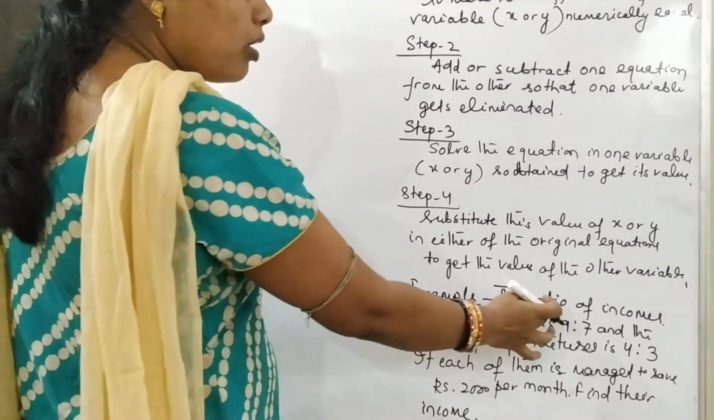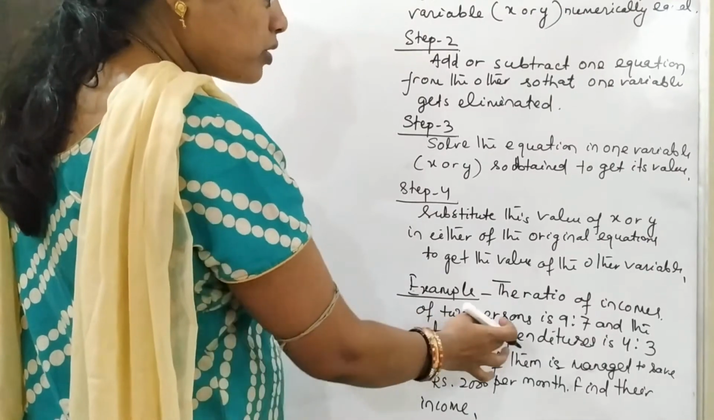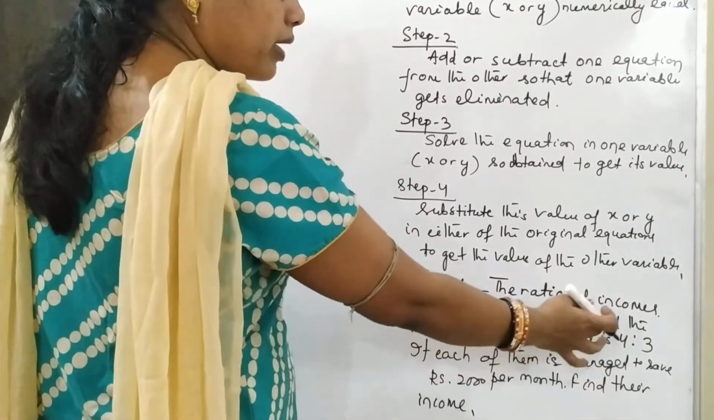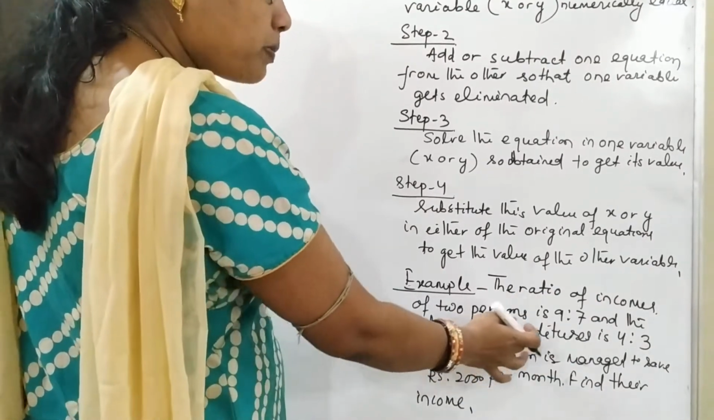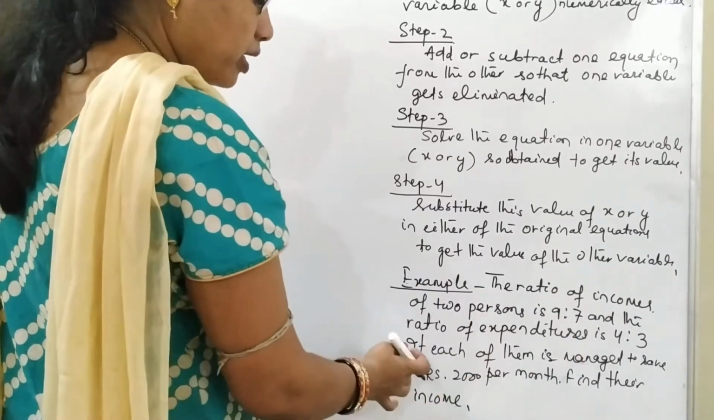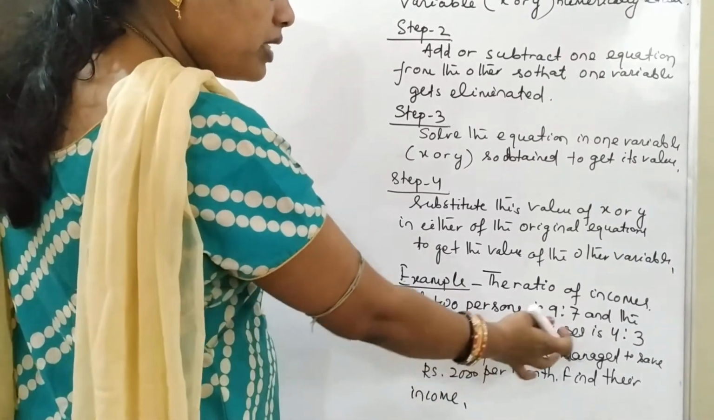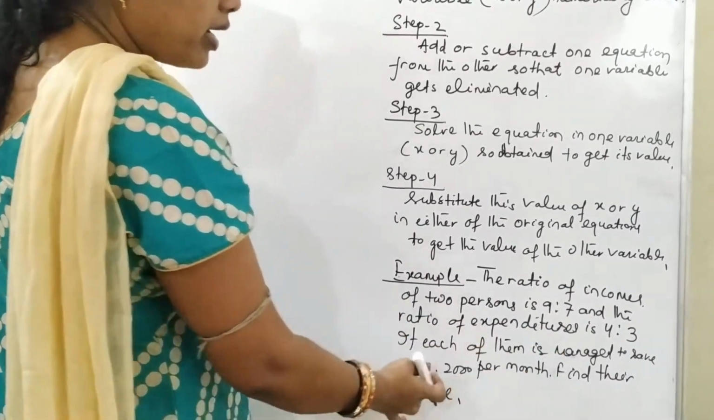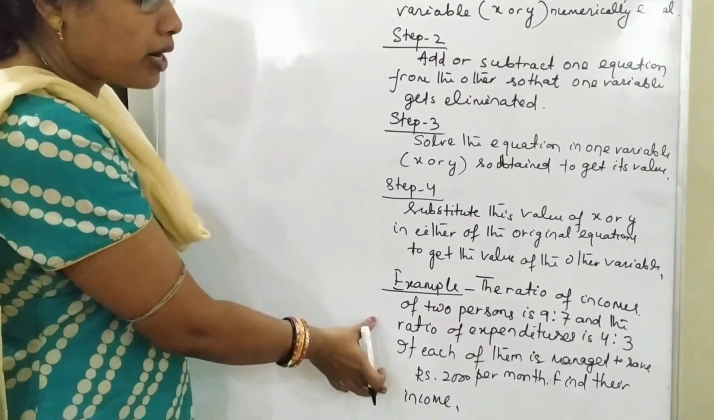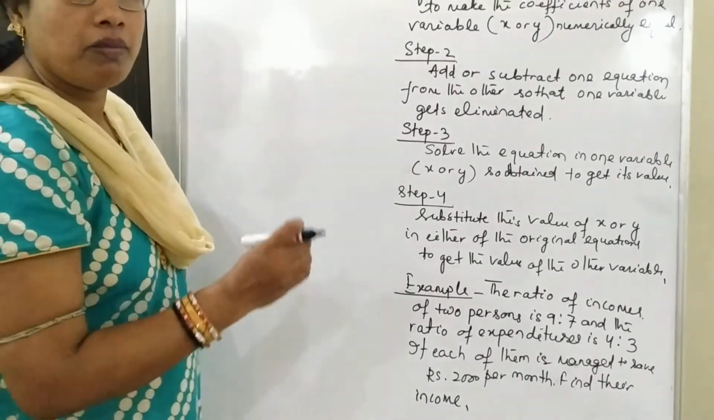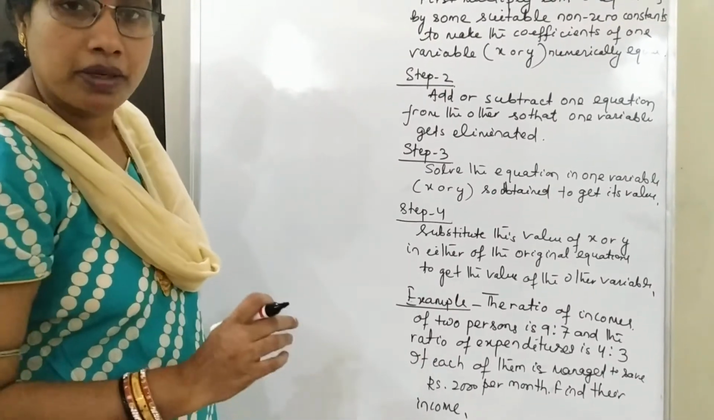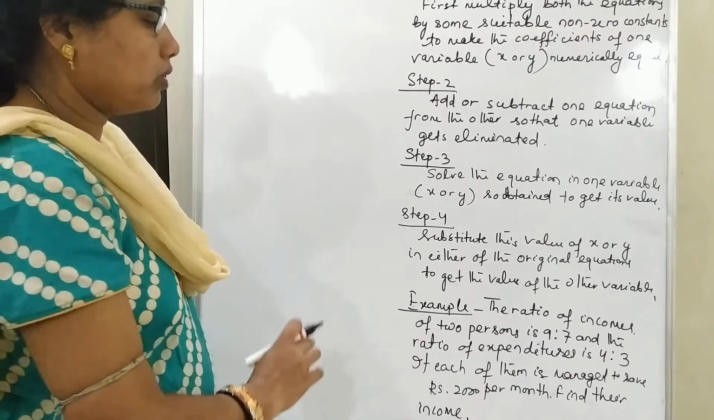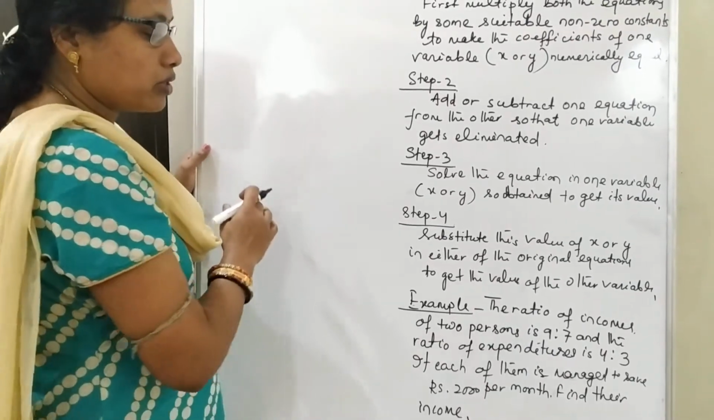The ratio of incomes of two persons is 9:7 and the ratio of expenditure is 4:3. If each of them manages to save rupees 2000 per month, find their income. So from this word problem, first our aim is to find a pair of linear equations in two variables. So let us find those equations.